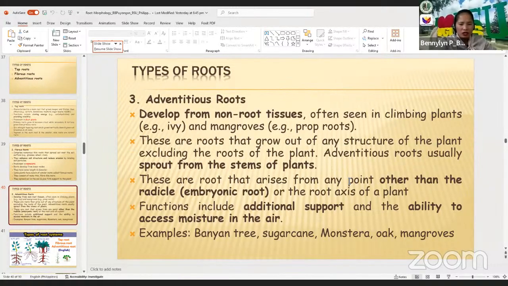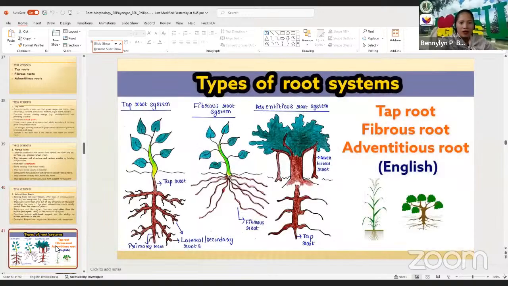Its functions include additional support and stability, and the ability to access moisture in the air. There are other functions, which is also for respiration. For the specific examples, we'll take a look at them later on in the modification of the roots. Okay, so these are in terms of illustration. This is the difference of the three main types of roots.